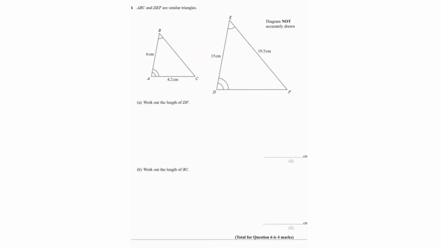Then it says ABC and DEF are similar triangles. Work out the length of DF. So very similar to what we have done in the previous questions. We can use these for the scale factor. 15 over 6 equals DF over 4.2, because DF is this one and this is similar to this.